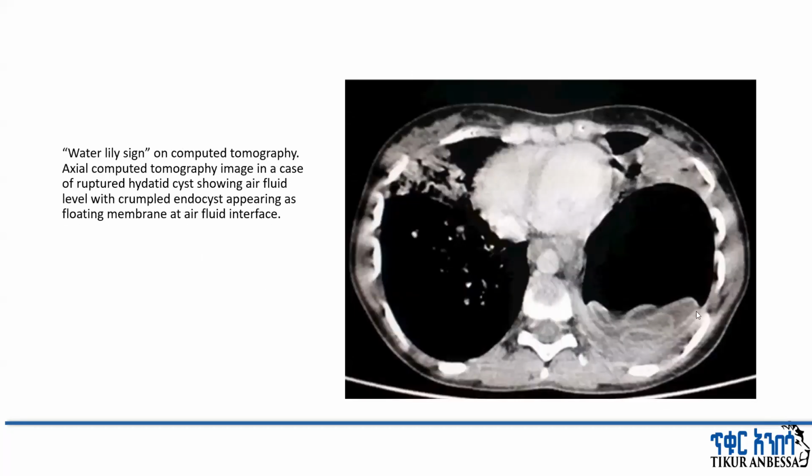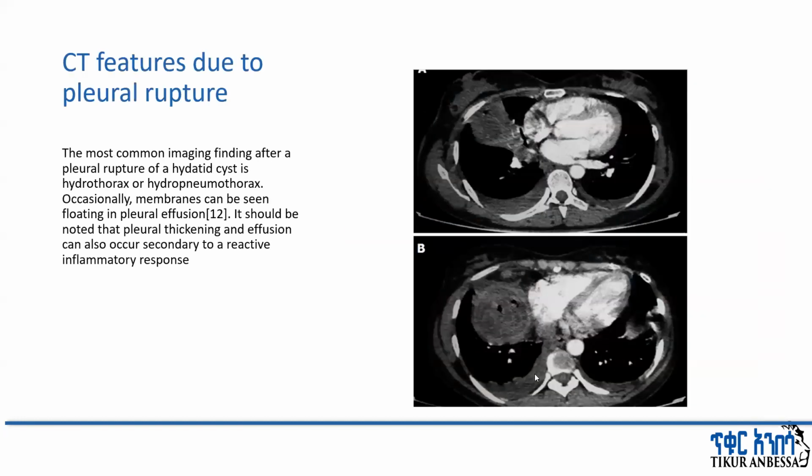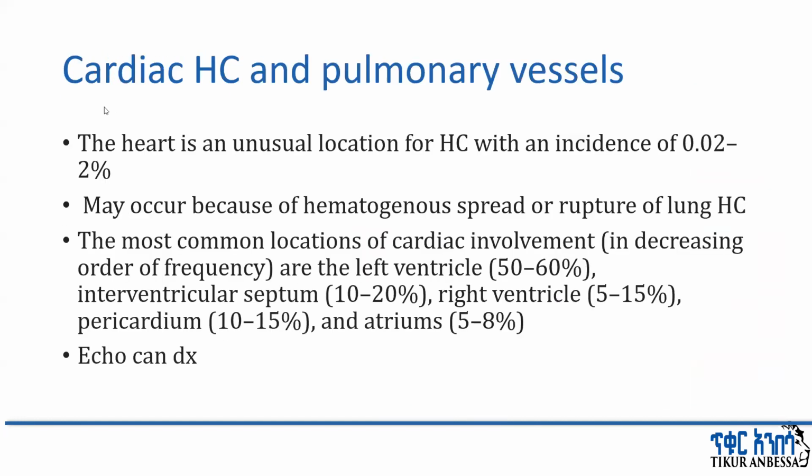Here is another case with serpentine. You can see consolidations, air, dilated thickened airways, bronchiectasis, and pleural effusion. Another case, the same. You can see not only lung but also cardiac hydatid cysts.